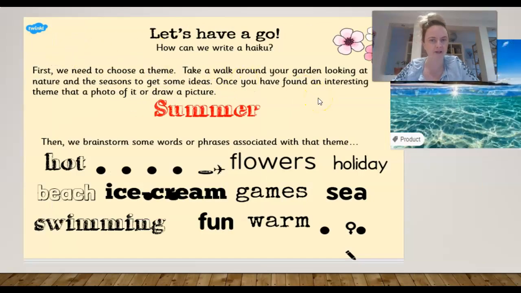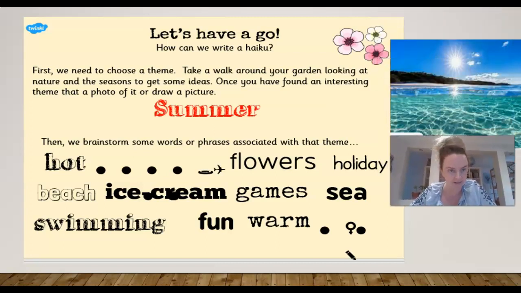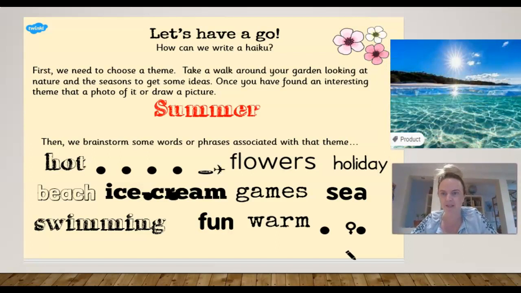So let's have a go. We're going to plan to write a haiku today. Oops, I might just move myself. So first we need to choose the theme. So haikus, what do we know the theme, oh, I'll start again. That is a terrible question. Haikus are often about nature.